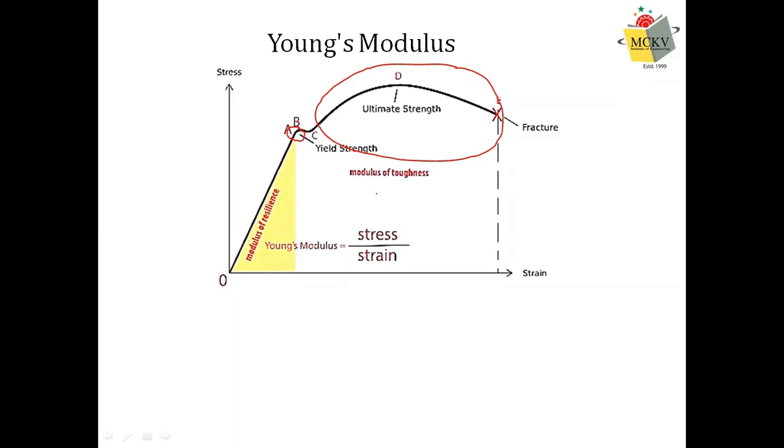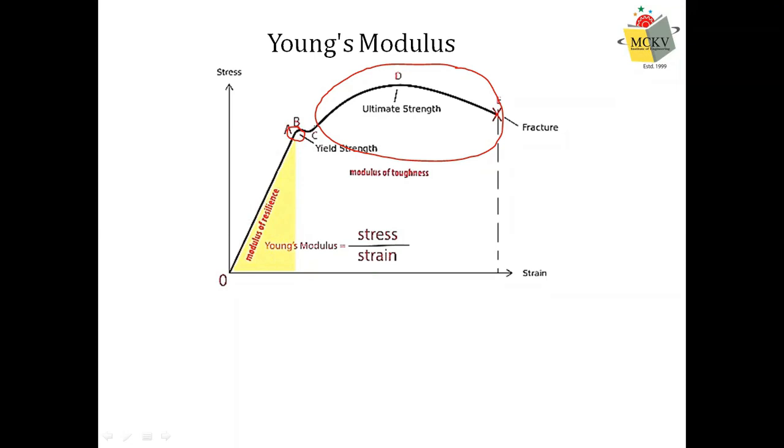And let's say you apply a force, the body deforms, and this straight line region indicates that if you remove the applied force, the body regains its original configuration. That is, it comes back to its original configuration. So you apply the force, the shape and size of the body is disturbed. You remove the force, it regains its original configuration. It returns to its original position. So this is within the elastic limit.